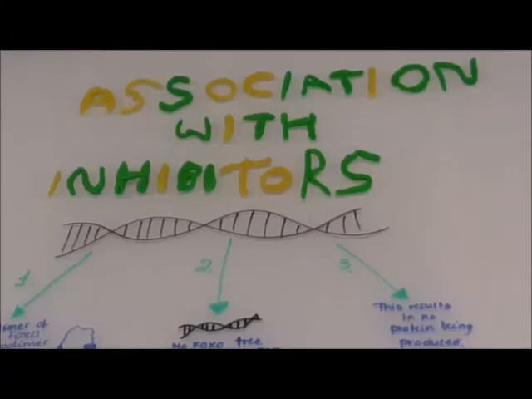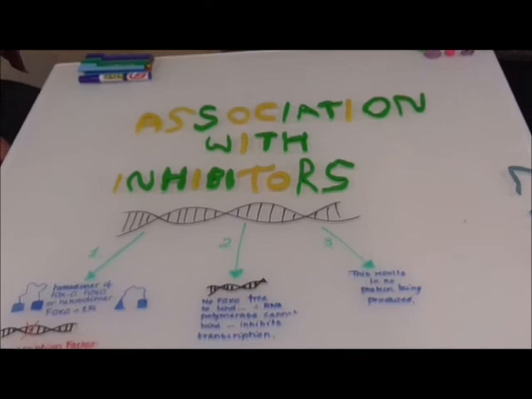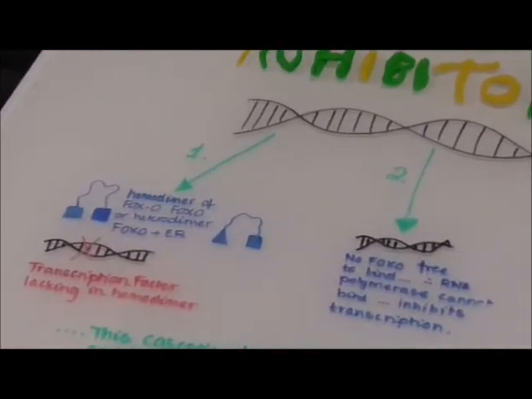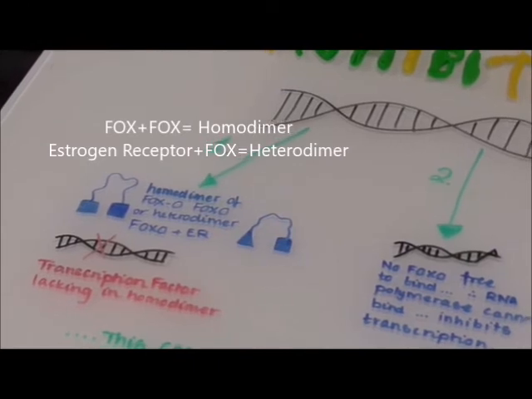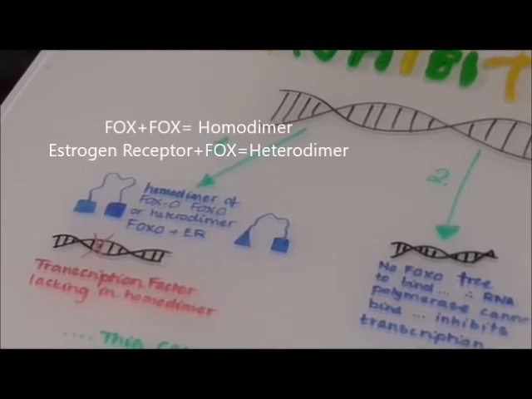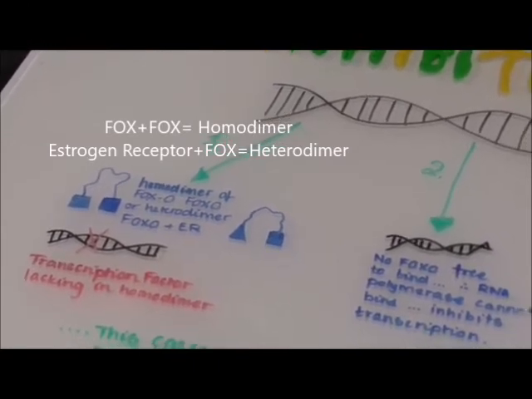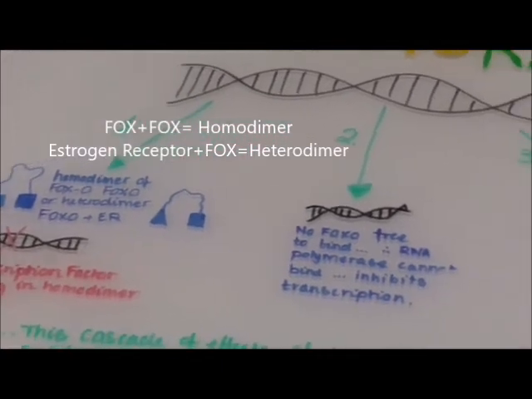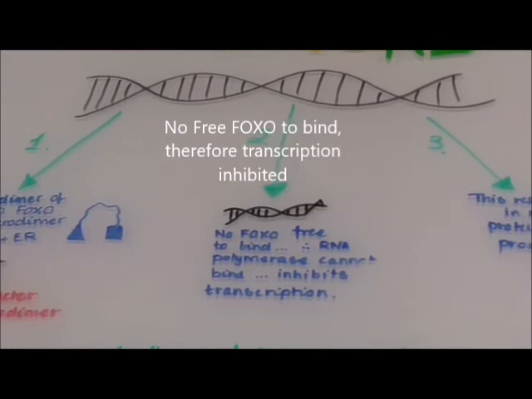Association inhibitors, known as transcription factor inhibitors, can modulate transcription factor function by directly and indirectly preventing them from binding with DNA. When forkhead protein FOXO forms a homodimer with a FOX protein or a heterodimer with an estrogen receptor, transcription is inhibited by way of oligomerization.